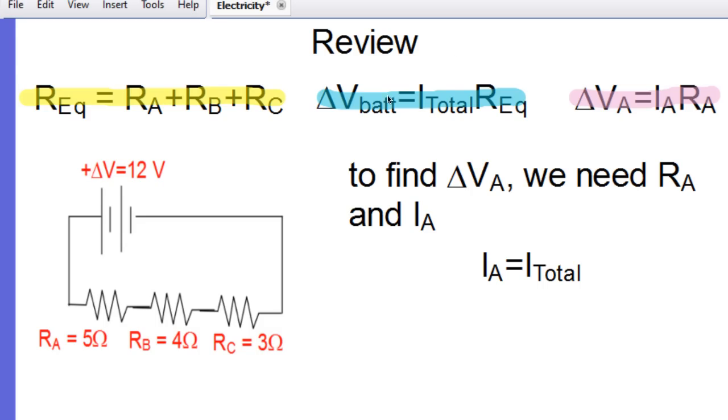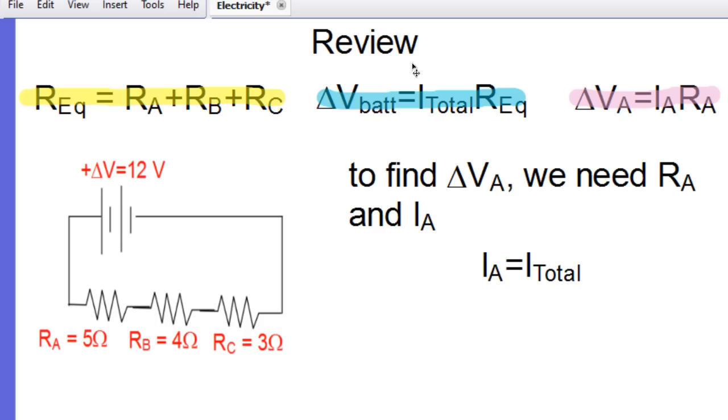So now we can just do some simple algebra and solve for delta VA by taking my total current, which is 1, and multiply it by the resistance of A, which is 5, giving me 5 volts. The voltage lost by A is 5 volts. Now I just want to say that again one more time.